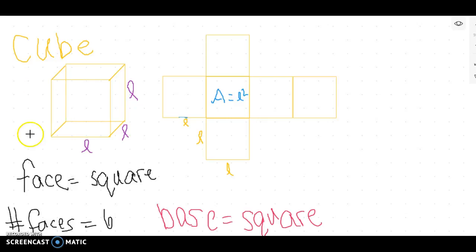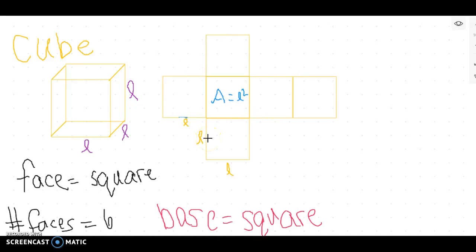So again, let's talk about the shape of our cube. We know that each face of our cube is a square, and we know that the number of faces a cube has is 6. So 1, 2, 3, 4, 5, and 6. We also know that the base of our cube is a square. So let's take a look at the net of this thing.